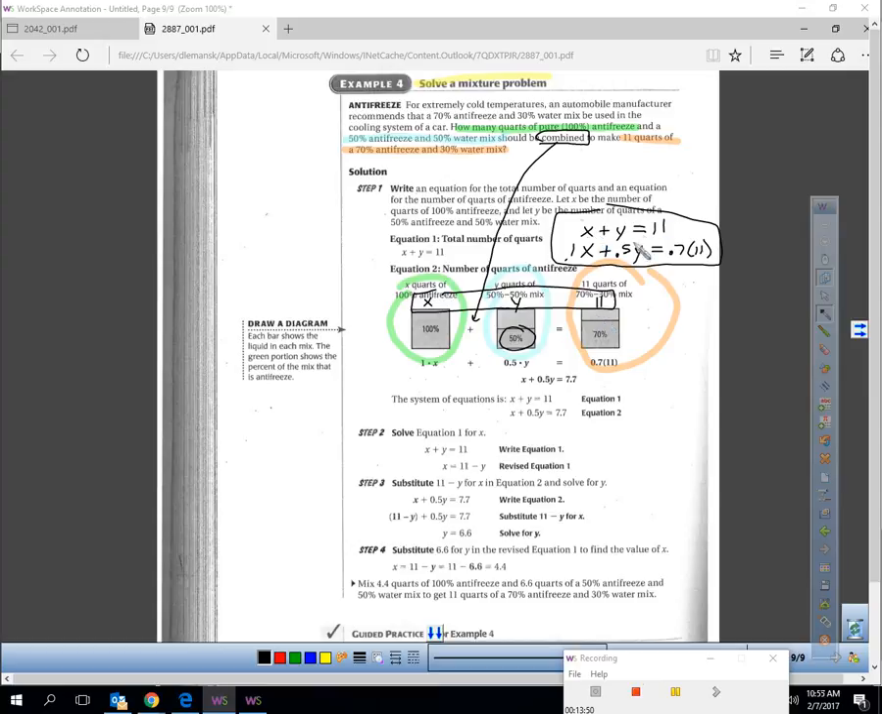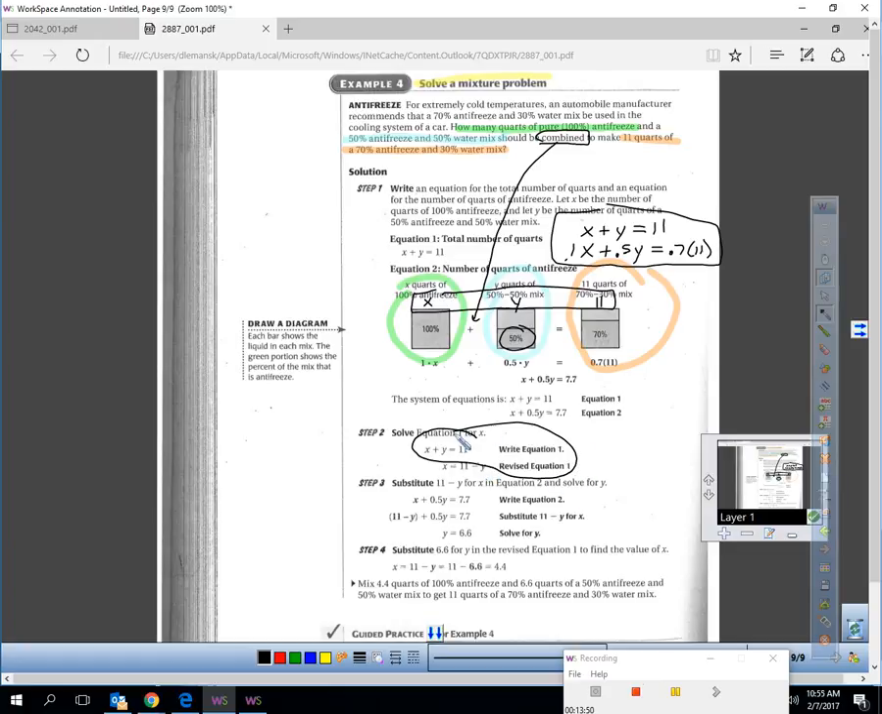So you might want to isolate x or y in the first problem, which you see here. They decided to isolate x. They put x as 11 minus y. And then they took 11 minus y and they substituted in for x in the second equation, which you can see here, and then they solved.